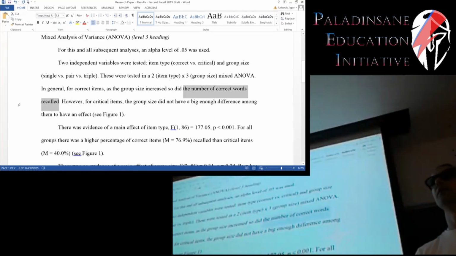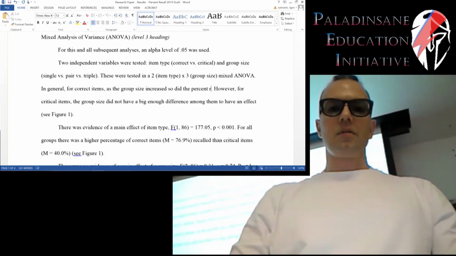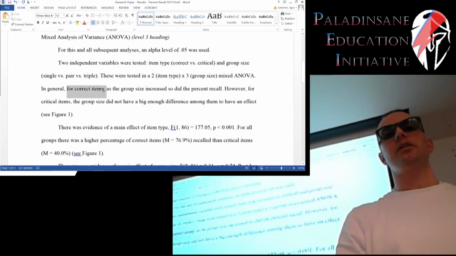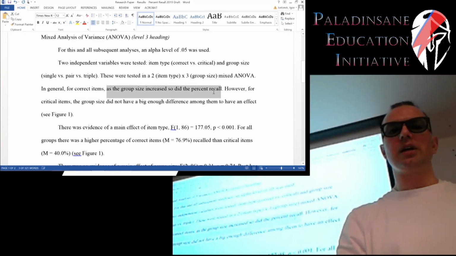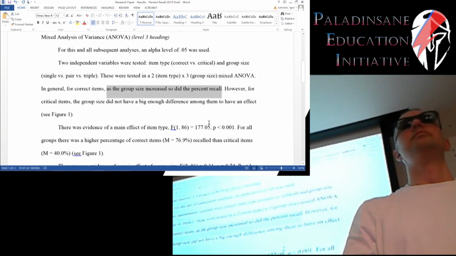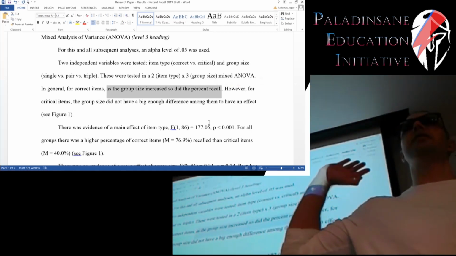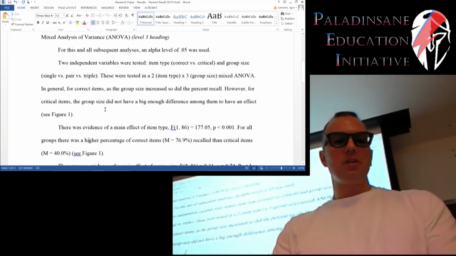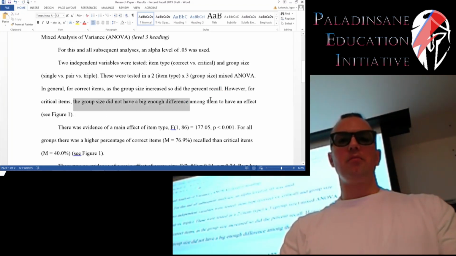And what can we write there? Okay. All right. So I wouldn't put correct words again because we have correct items right here at the beginning. So for correct items, as the group size increased, so did the percent recall. Any final suggestions for that? So people in favor of that is good enough? All right, cool.